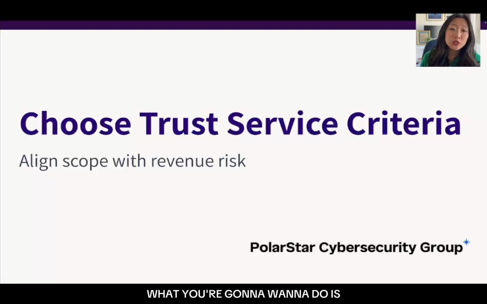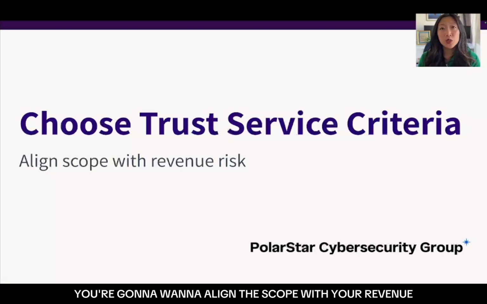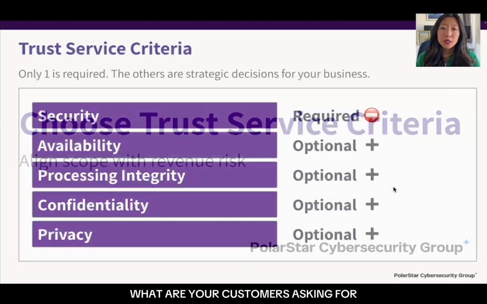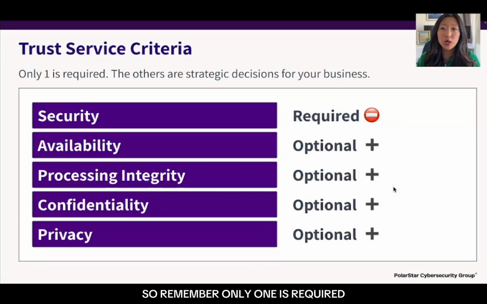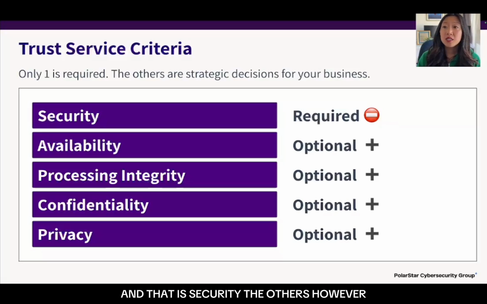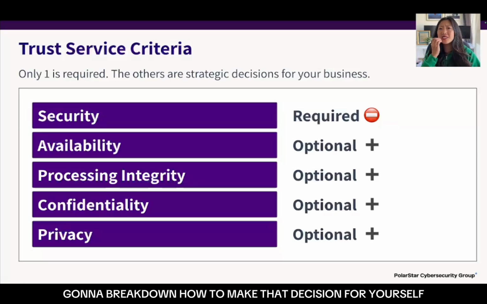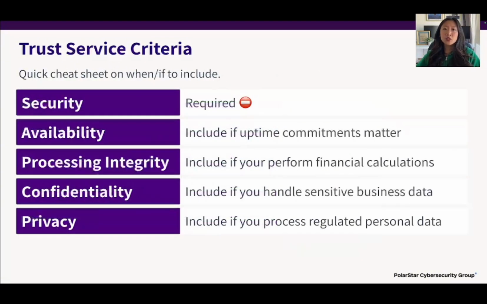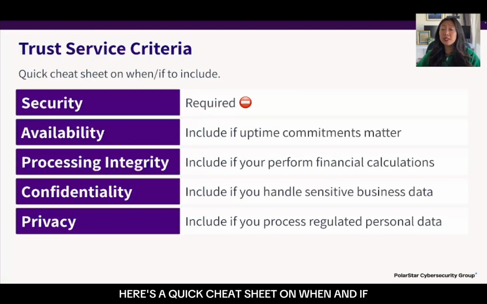What you're going to want to do is align this scope with your revenue risk. And what I mean by that is, what are your customers asking for, right? So remember, only one is required, and that is security. The others, however, are strategic decisions for your business, and I'm going to break down how to make that decision for yourself, right? So here's a quick cheat sheet on when and if to include it.